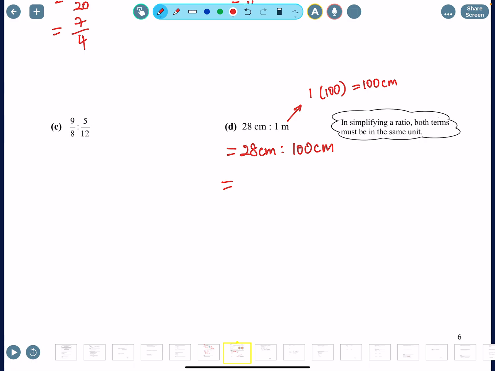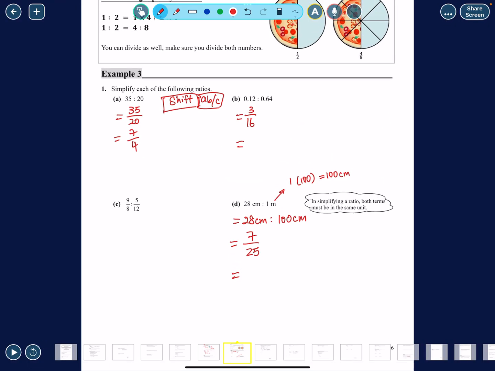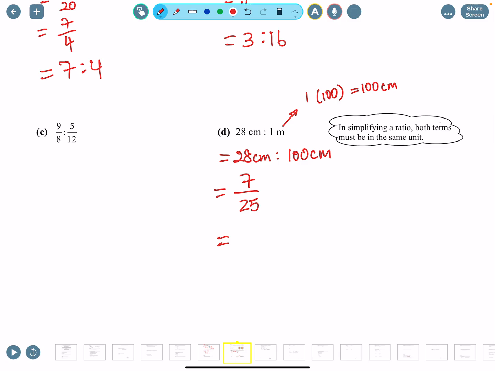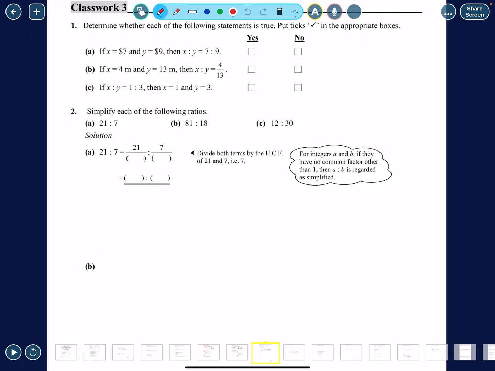We have 28 divided by 100, shift ABC, 7 over 25. Oh, I forgot to change it to ratio form. So it's 3 to 16, 7 to 4. Be careful, put it as ratio form. 7 to 25 for this one. Okay, so I would probably ask you to do the same.